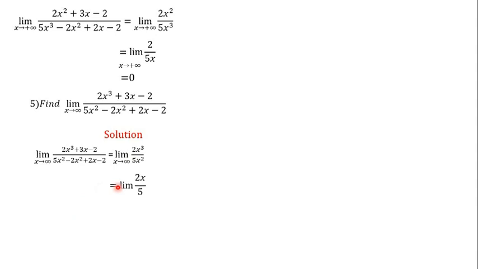When you cancel, you have 2x over 5, the limit as x tends towards infinity. If you substitute infinity at the numerator, 2 times infinity is infinity. Infinity divided by 5 is infinity, which gives us infinity. This is instead of the approach of dividing all the terms through by x cubed.